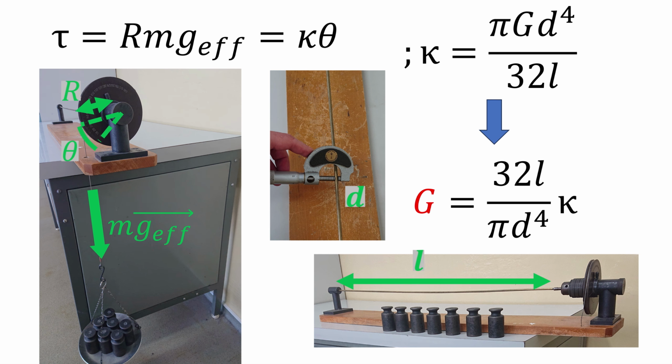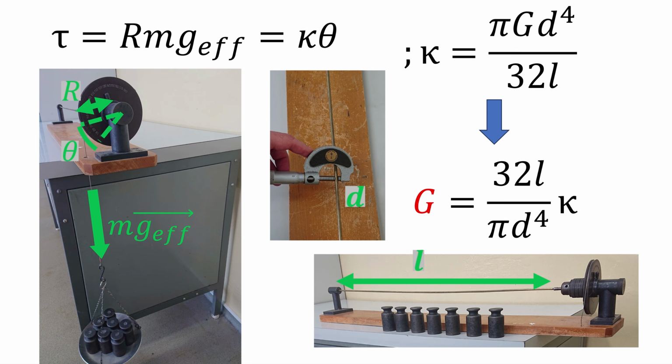Let's start with the necessary equations. This equation defines the torsional constant, kappa, as the constant of proportionality between the torque, tau, due to the effective gravitational force, mg effective, and the angle of twist, theta.